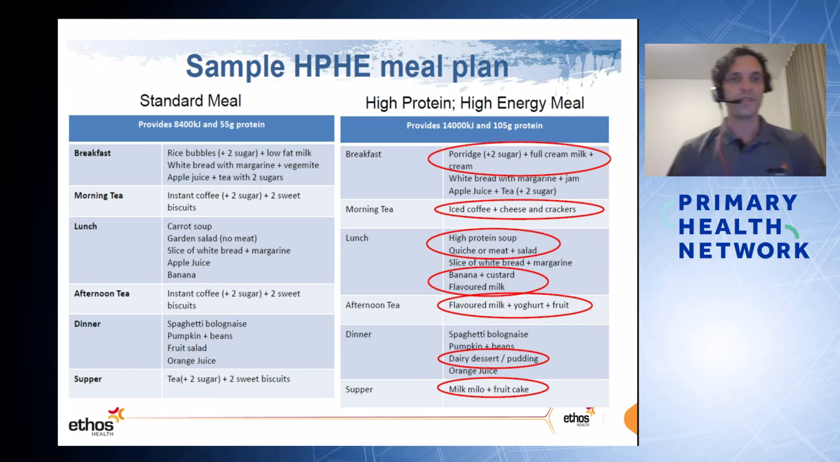Again, just a brief overview of the difference between what a standard day might look like versus a more targeted or coordinated high energy protein day. So on the right there, we're more conscious of adding full cream milk and cream to porridge, for example, adding in an iced coffee and some cheese and crackers at morning tea, fortifying a soup, whether that's adding some lentils or some cream, or sausage and neutral is something we can add in. Afternoon tea, similar to morning tea, and really taking advantage of those high protein, high energy options, desserts included, and potentially supper if they're still awake.